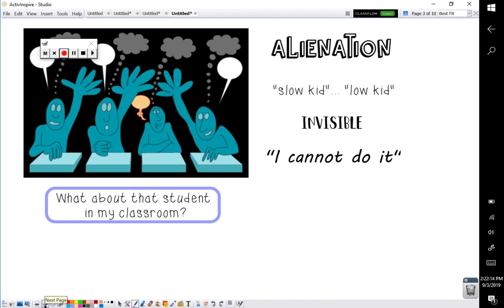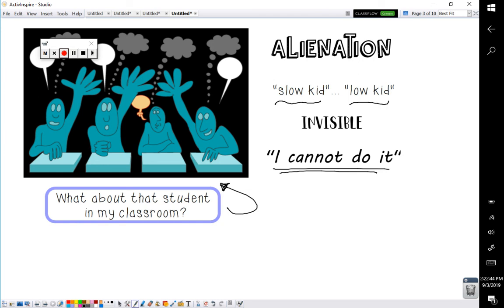Looking at the first one a little bit more, we want to think about that student in our classroom right there in the middle that has their voice not heard. They don't have their hand up, they might feel alienated, invisible, and then they have the mindset of, I cannot do it. And sometimes we tend to label students based off of their ability level as the slow kid or the low kid, and we have this conversation. So what about that student in my classroom?